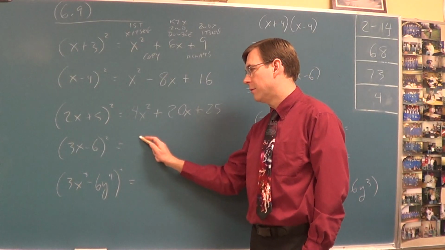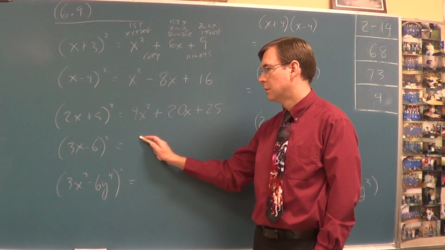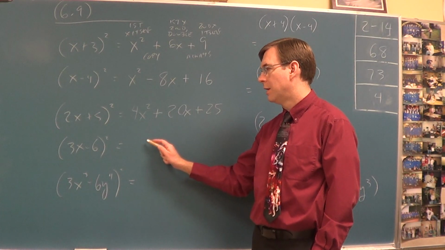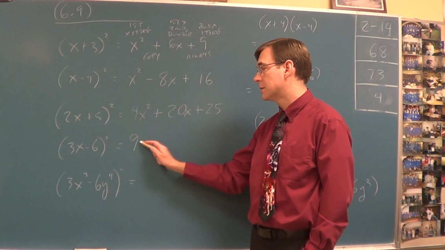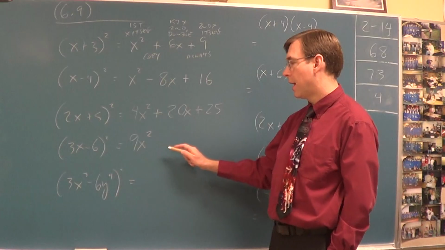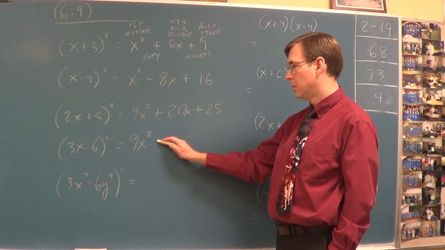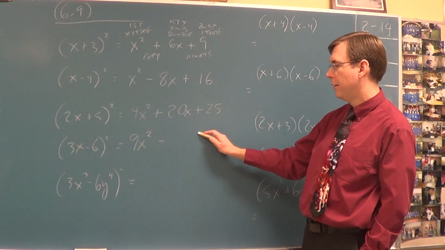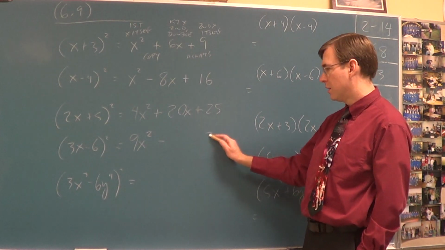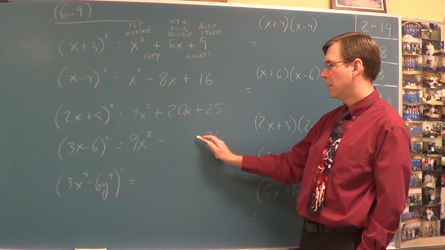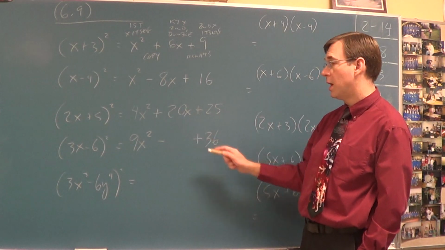How about second row, some voices? 9x squared is good. 3 times 3 is 9. x times x squared is x squared. I like that. Minus, because we copied. Later on, 36, from 6 times 6. Wait, pause. Sign on that is plus always.